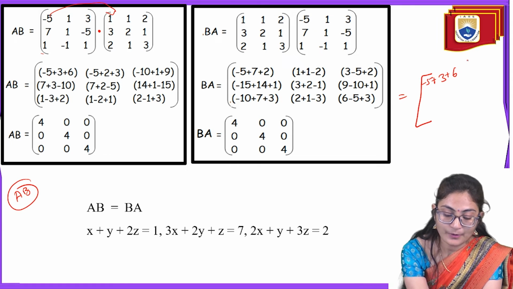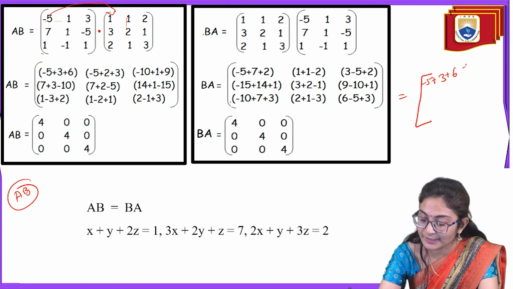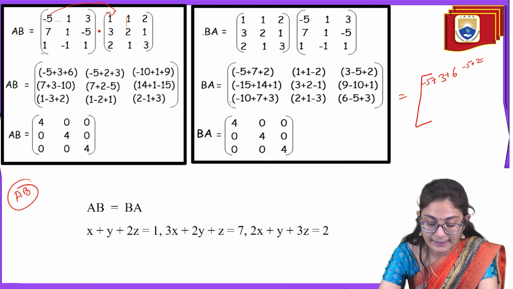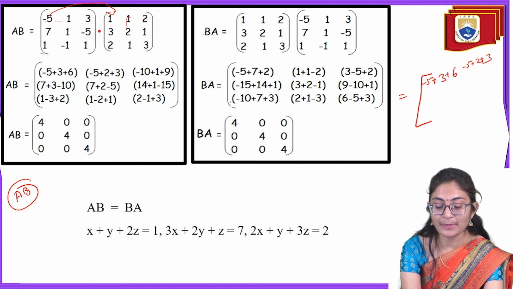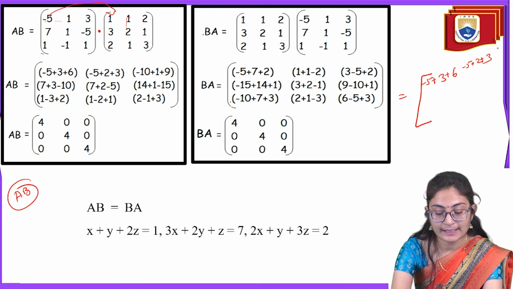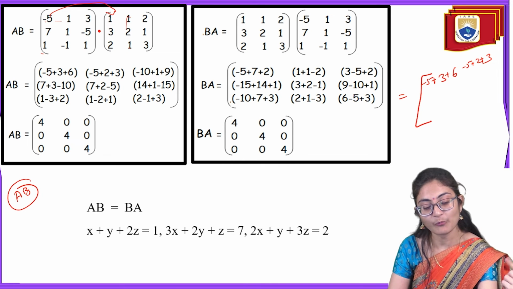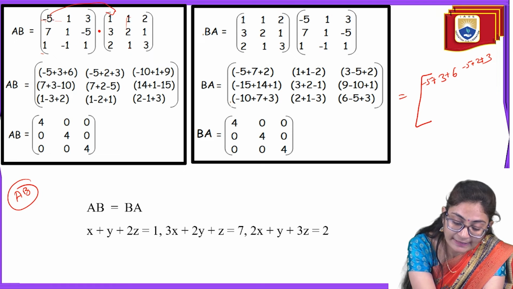After that, first row, second column. Minus 5 into 1, minus 5. Then again 1 into 2, plus 2. Then 3. Again we have to find minus 5 into 2, minus 10. Then 1 into 1, 1. 3 into 3, 9. That means you have to find it like this.